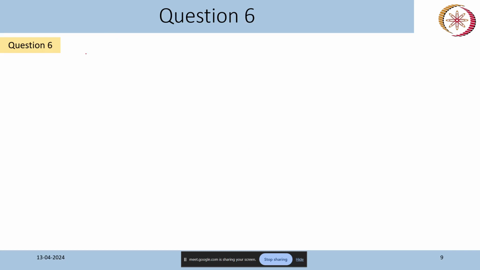Let's go to the next question. This is a fill in the blank question. Okay. So the question is, Atlas can read up to dash characters on one line.